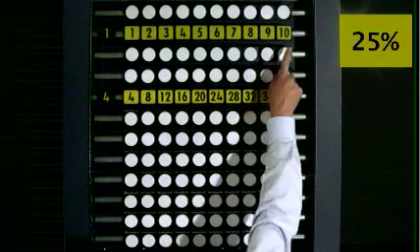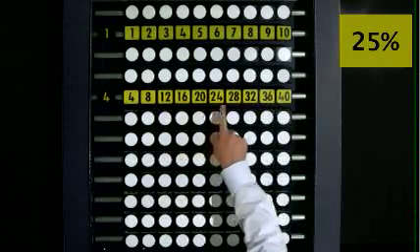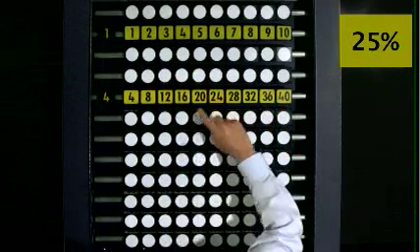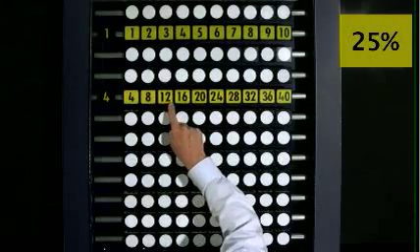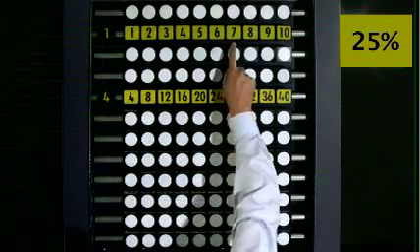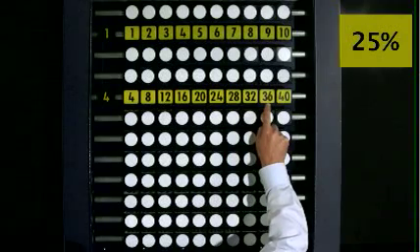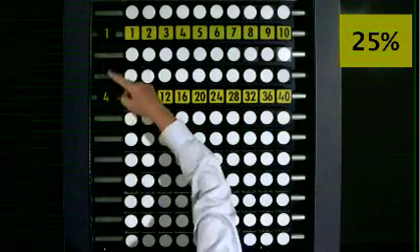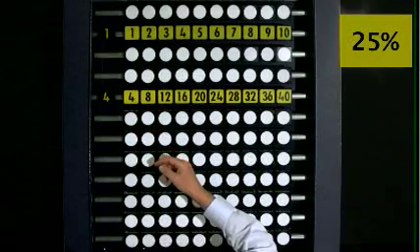Here is the 1 times table. Here is the 4 times table. Every fraction is 1/4. 1/4 of 12, 3. 1/4 of 28, 7. 1/4 of 360, 90. The percentage for 1/4 is 25%.